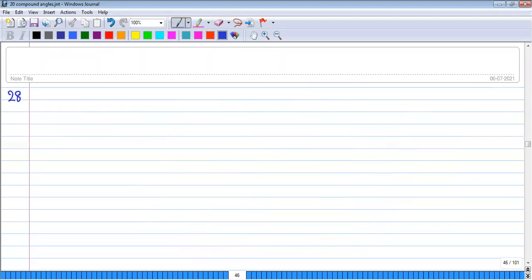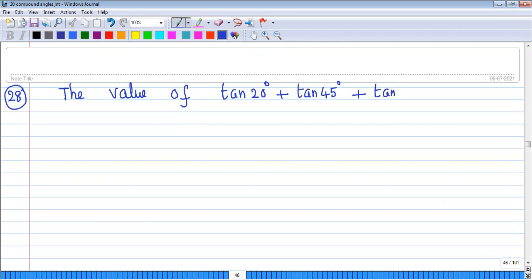Question number 28. If the value of tan 20 degrees plus tan 45 degrees plus tan 20 degrees tan 45 degrees equals to, first option -1, second option negative root 3, third option 0, fourth option 1.